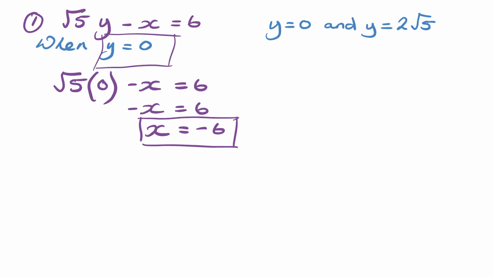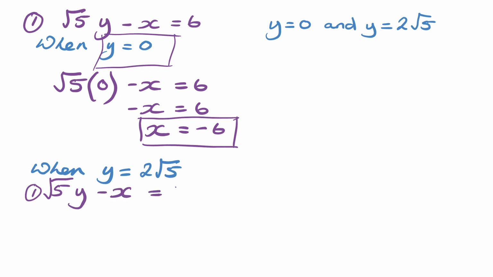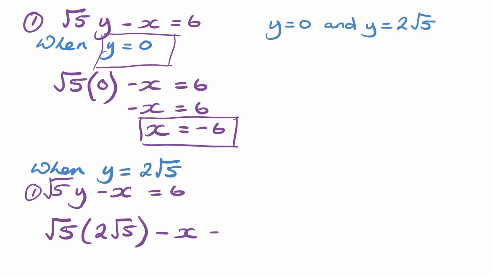And then the next one we're going to do is when y equals 2 root 5. Again we'll be using equation 1, root 5y minus x equals 6. So we have root 5 multiplied by 2 root 5, close your bracket, minus x equals 6. Remember, there is an invisible multiplication sign between this root 5 and that bracket. So we have root 5 multiplied by root 5, which eliminates the square root sign and you end up with just 5. So you'll have 2 multiplied by 5 minus x equals 6.